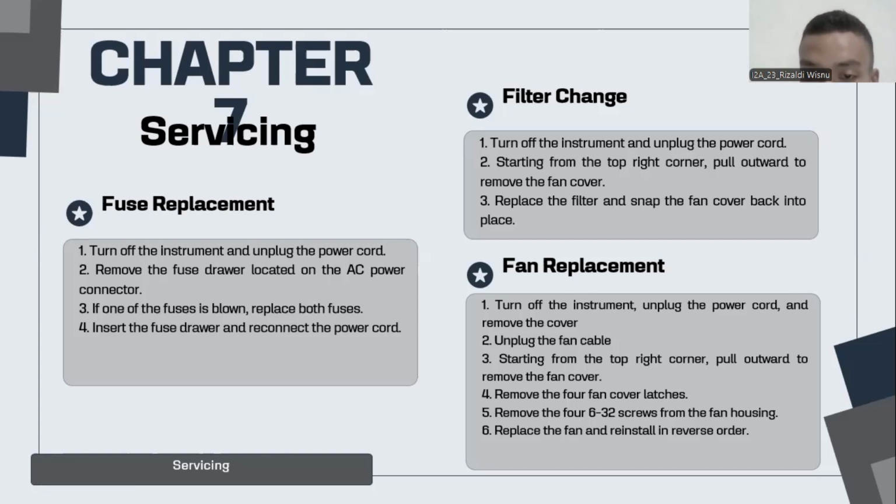Next is fan replacement. Number one, turn off the instrument. Next, unplug the fan cable. Next, starting from the top right corner, pull outward to remove the fan cover. Next, remove the 4 fan cover latches. Number five, remove the 4, 6-32 screws from the fan housing. And the last is replace the fan and reinstall in reverse order.